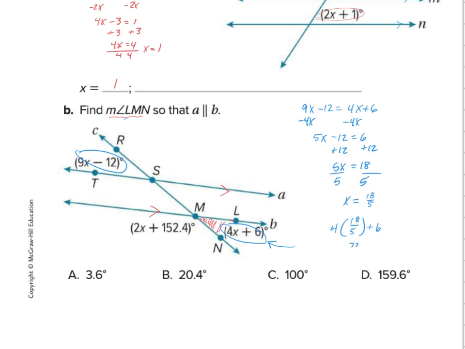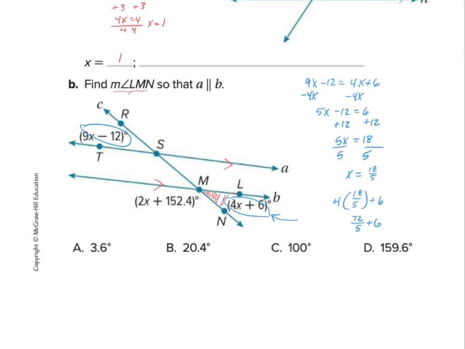which is 72 over 5 plus 6, which, if you think about it, this number right here is about 14.4. Plus 6 is going to give me 20.4 degrees. So there you go. We could plug that information in and find out what the actual measurement of the angle is. So again, we are using the same kind of information we were working with yesterday.